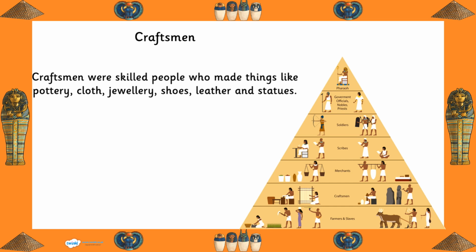Now have a think, does that work like that today? The things that people make, all of these products, the shoes, the leather, the statues, cloth, jewellery, all that kind of stuff, does that go straight to the Prime Minister? If the Prime Minister said, I want all of your stuff, could they just take it? Or can you do what you want with it?